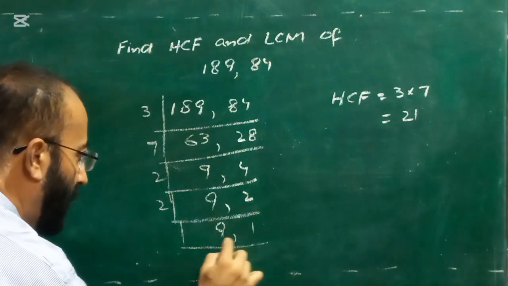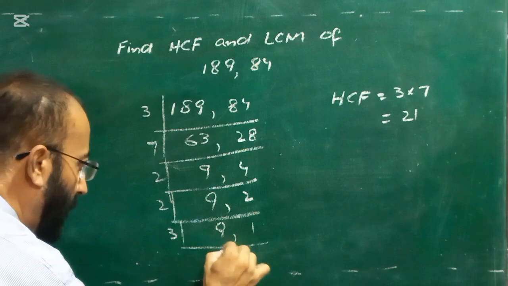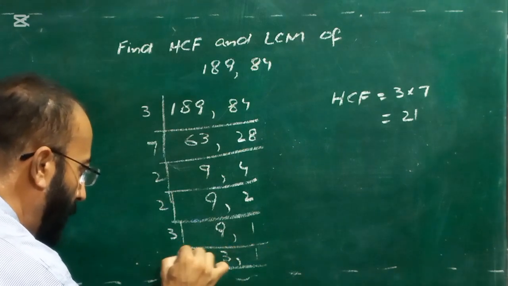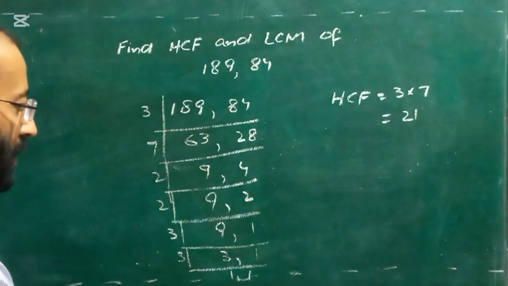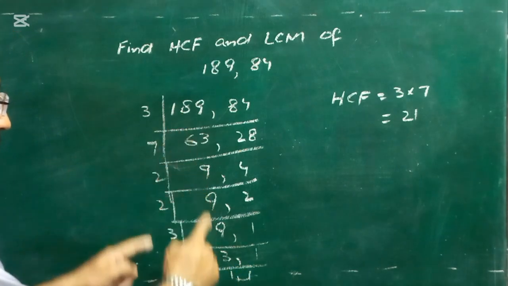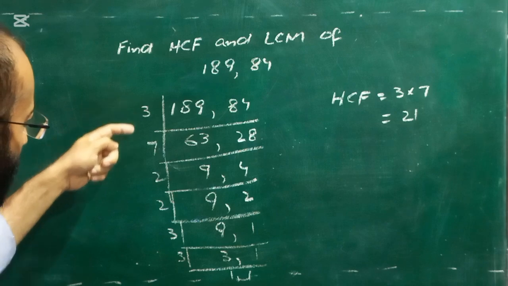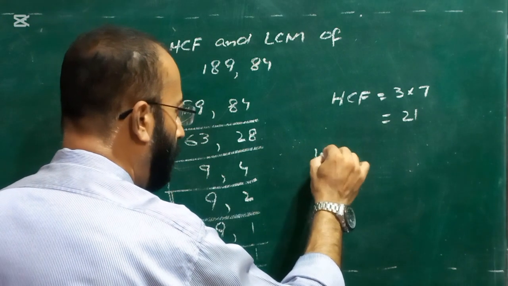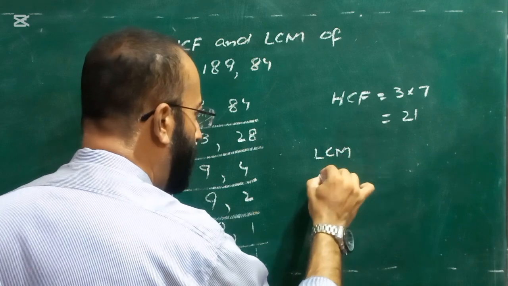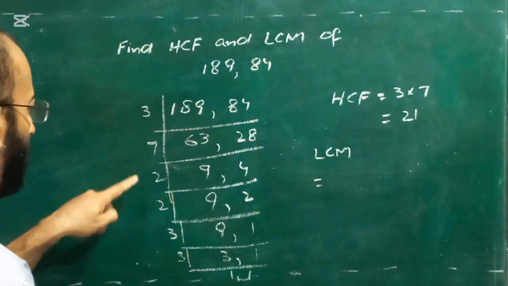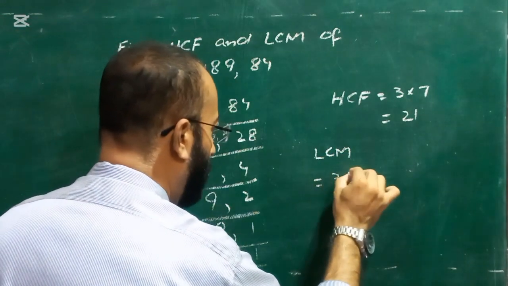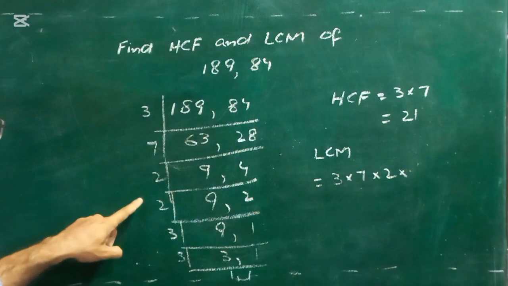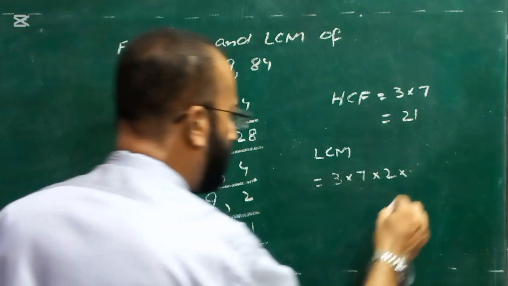Now in the table of 3, this 9 is coming, so 3 3s are 9. This 1 will come down as it is, and then 3 1s are 3. So we will go to this stage for the LCM process. Now we will rewrite all these values for LCM. Look now. So LCM is 3 multiplied by 7 multiplied by 2 multiplied by 2 multiplied by 3 multiplied by 3.